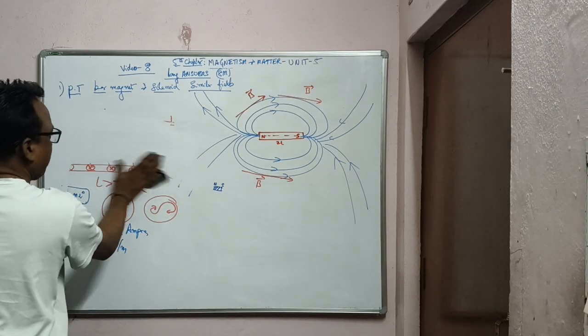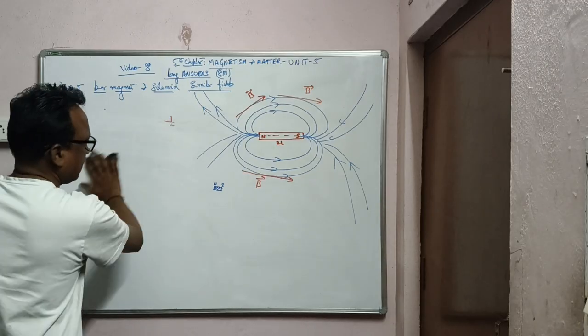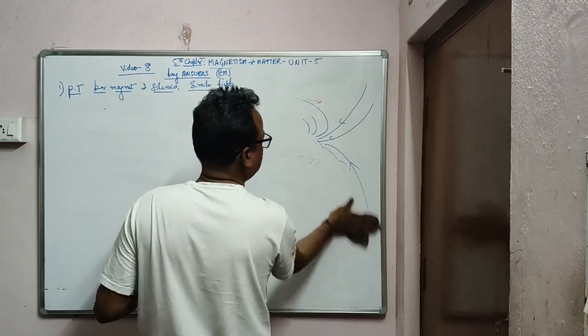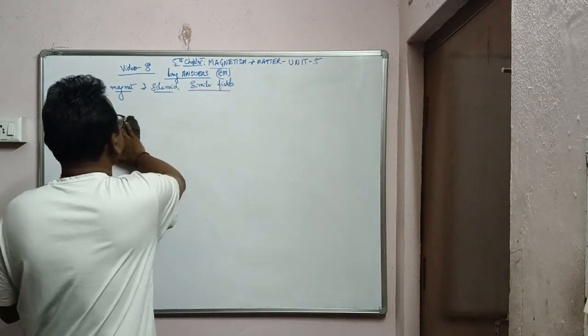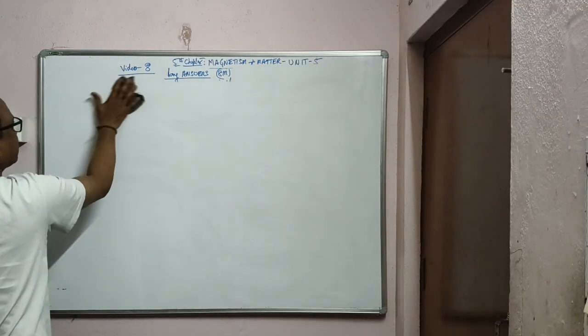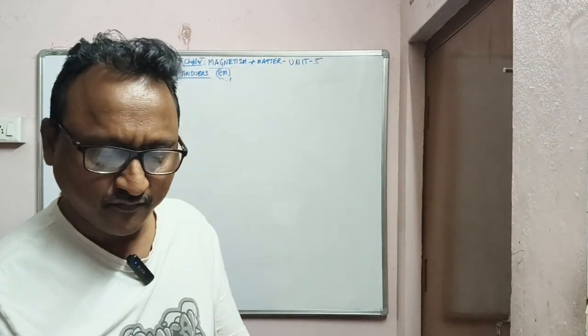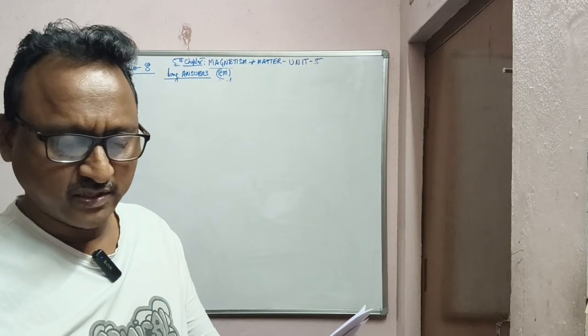Both are same, the field lines, and these are closed, not open curves. These are closed curves. And no two lines will be meeting each other. If they meet each other, the direction will be in two directions, which is highly impossible. Clear? So that is the first 8 marks question regarding bar magnet and solenoid producing similar fields.